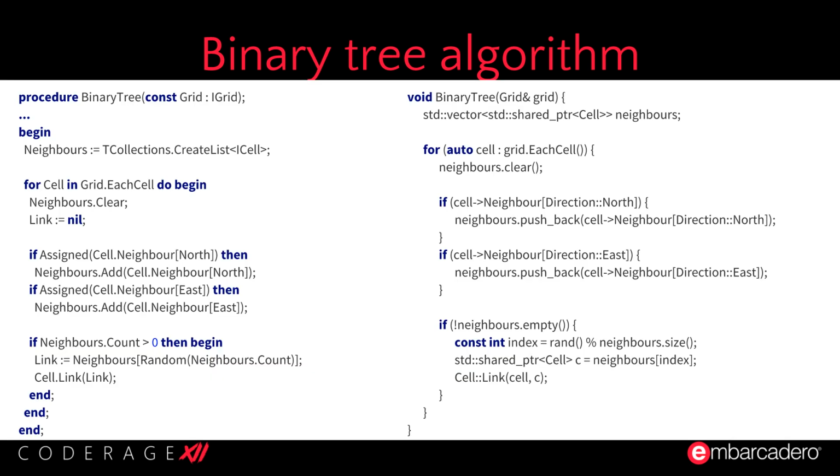So here's some code. The code is very simple. For each cell in the grid, it finds out if it has a neighbor to the north and east, and if it does, then it stores them. Then, of those neighbors, maybe 0, maybe 1, maybe 2, it picks one randomly and it links to it, and that's it. This is very, very short code, very simple.